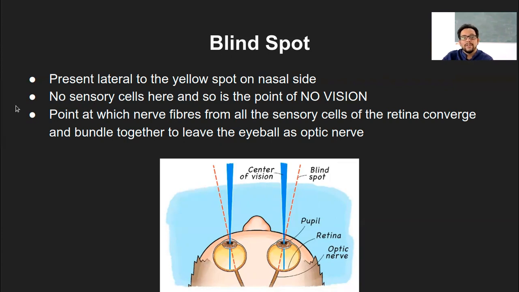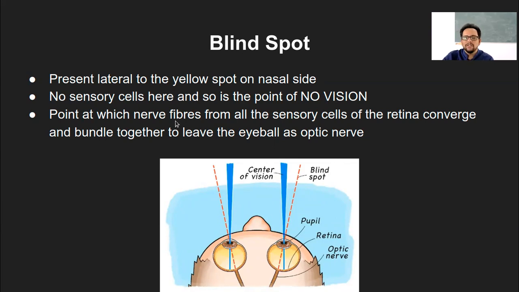It has no sensory cells. So you can simply imagine what the effect of this blind spot would be. No sensory cells here, so it is the point of no vision. That is the blind spot. The yellow spot is the point of highest accuracy and clarity, and the blind spot is the point of no vision because there are no sensory cells. The yellow spot has maximum sensory cells, the blind spot has none.